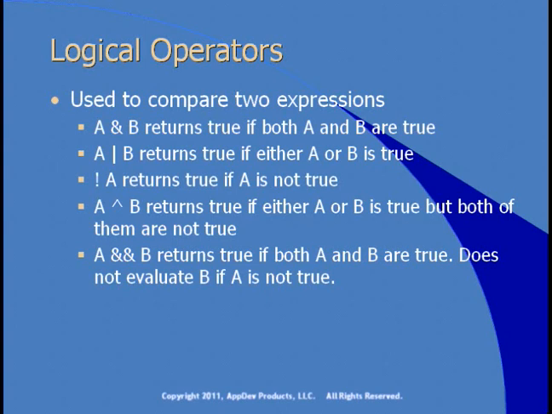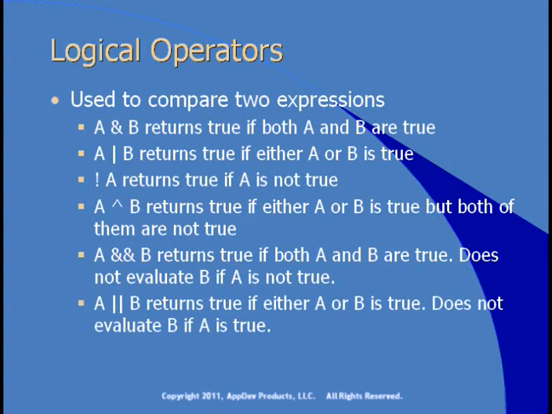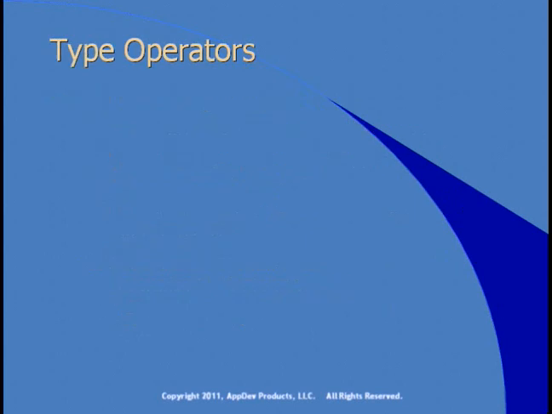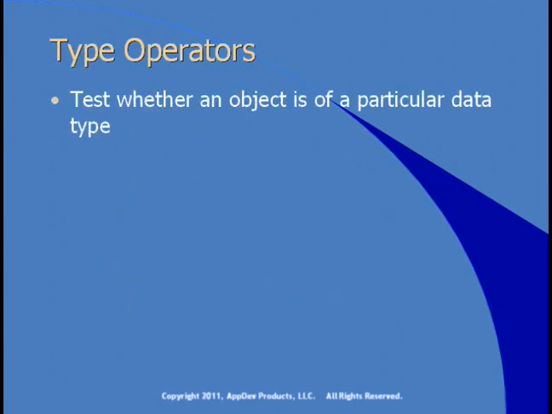A double ampersand b returns true if both a and b are true, but if a is not true, then b does not get evaluated. This is called short-circuiting. If a is not true, then both of them can't be true, and there's no reason evaluating b since a isn't true. A double pipe b returns true if either a or b is true, and if a is true, then b does not get evaluated. Type operators can be used to test whether an object is of a particular data type.